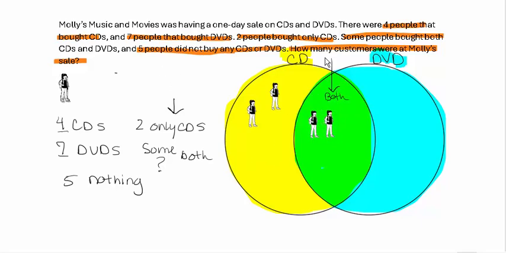Now let's check. There's 4 people altogether that bought CDs, and there are only 2 people in the CDs only area. So that looks right now.